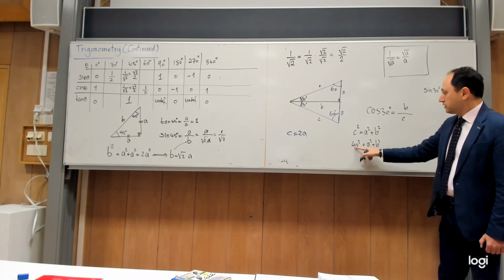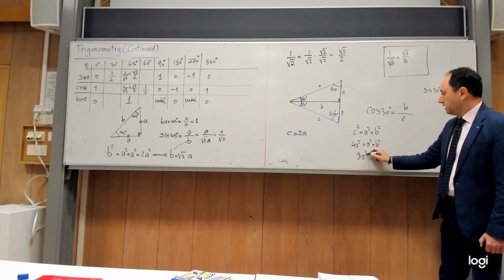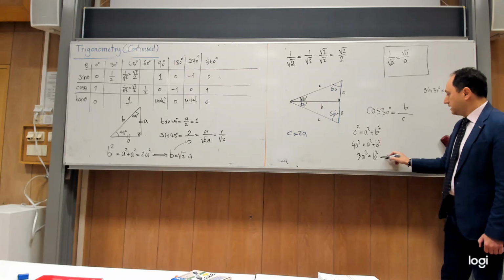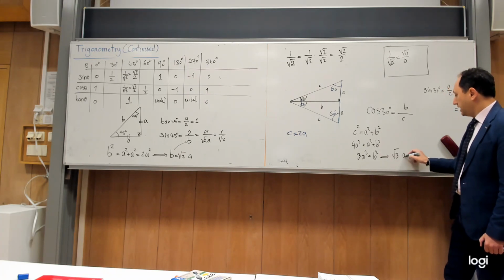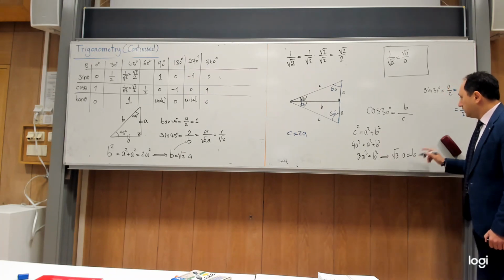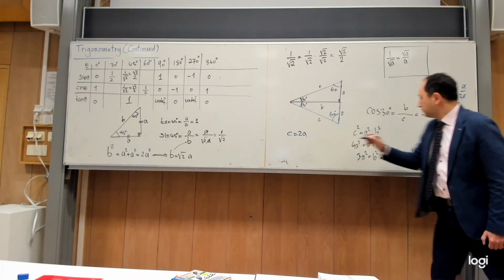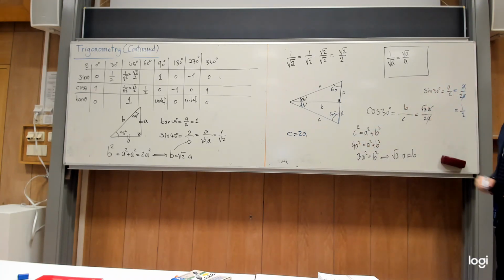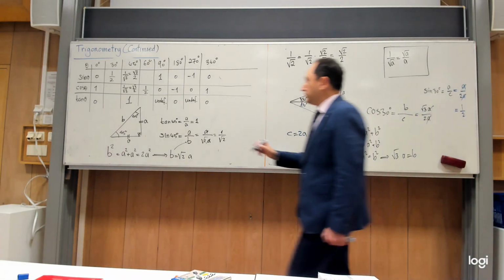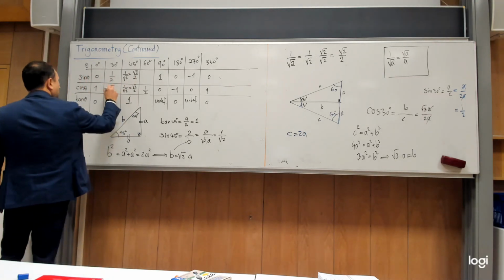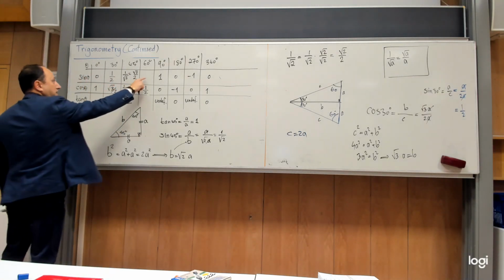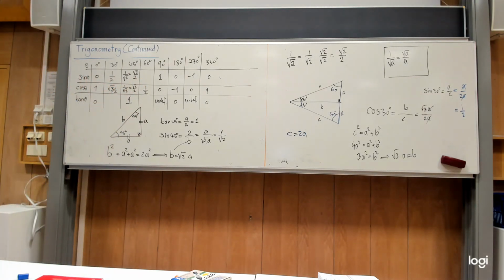I move it to the other side, and it becomes 3A squared is equal to B squared. Then I take the square root, and it becomes square root of 3 times A is equal to B. And then everything is ready. So here, instead of B, I put the square root of 3 times A, and instead of C, I put 2A. Now A and A cancel, so I get the square root of 3 over 2. So I will put it here: the square root of 3 over 2.